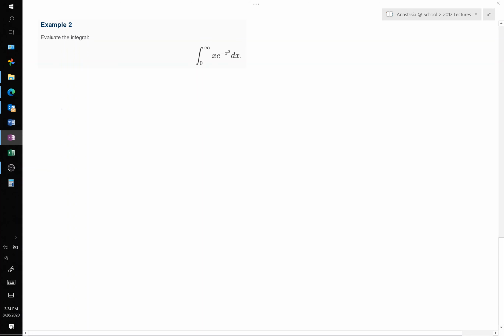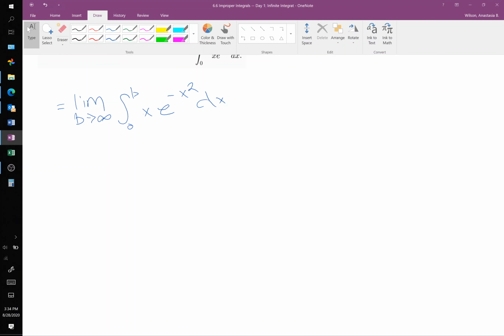squared dx. So remember, the very first step with improper integrals is to rewrite it in terms of a limit. So we're going to have the limit as b approaches infinity of the integral from 0 to b of x e to the negative x squared dx. Now you have to think about how you're going to evaluate this integral. The ones that we saw in example 1 were just immediate antiderivatives. It's not quite that simple here. But we can use a u substitution.